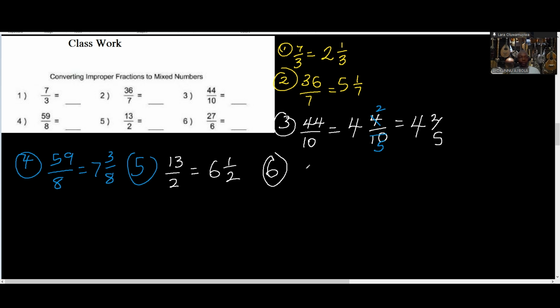And the last question there. What's the last question? Last question is 27 over 6. So how many 6 can go in 27? That is 4. 6 times 4 is 24. So remove 24 from 27, what do you have? That's 3. Okay? Then you have 4 whole number 1 over 2.